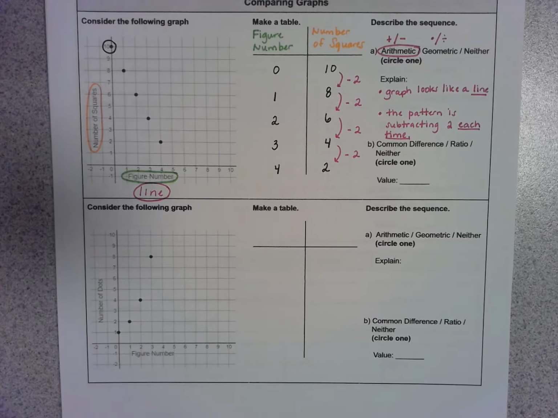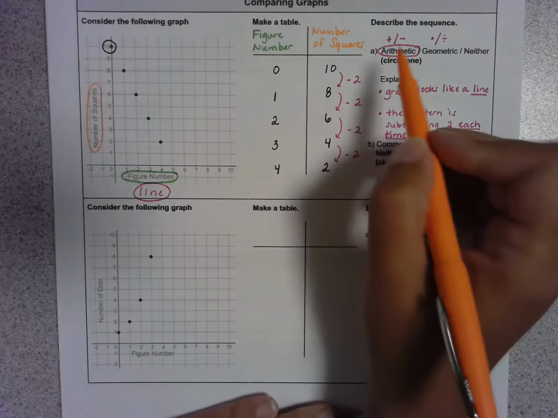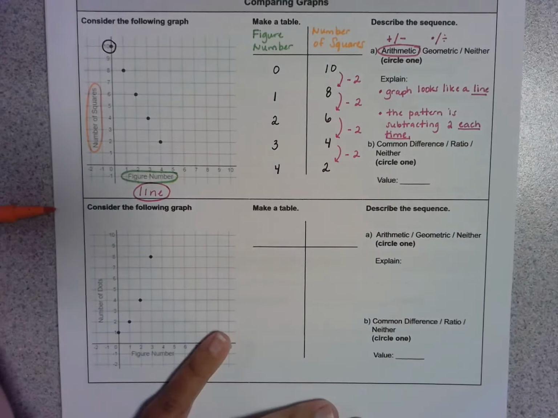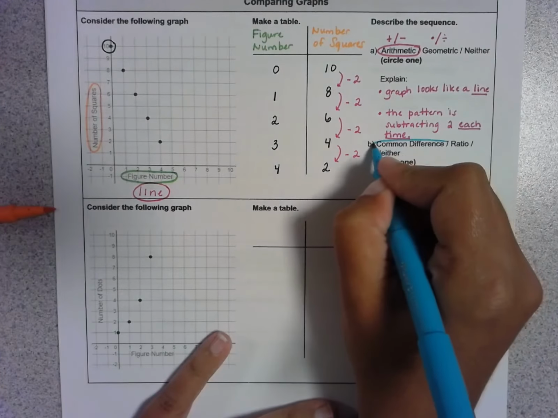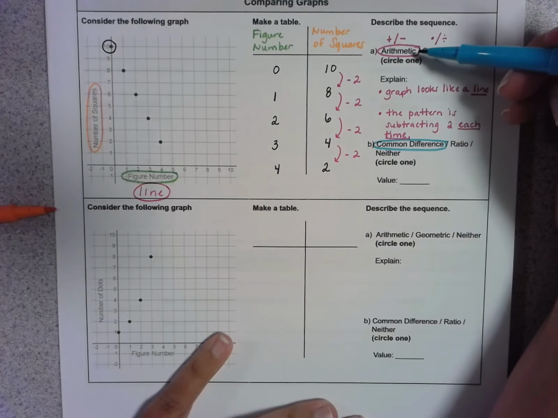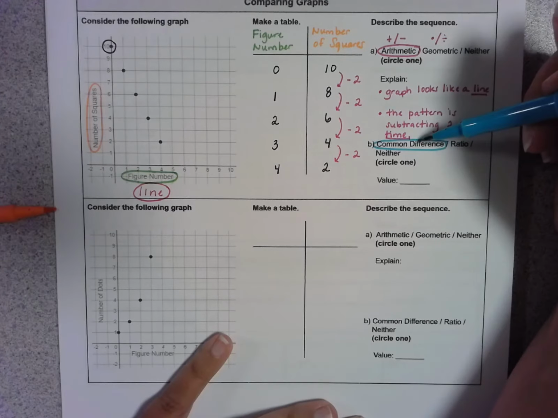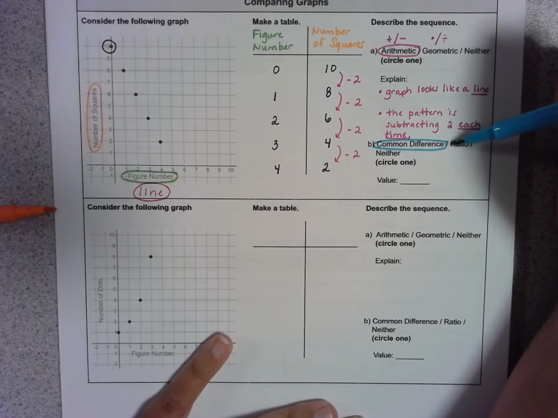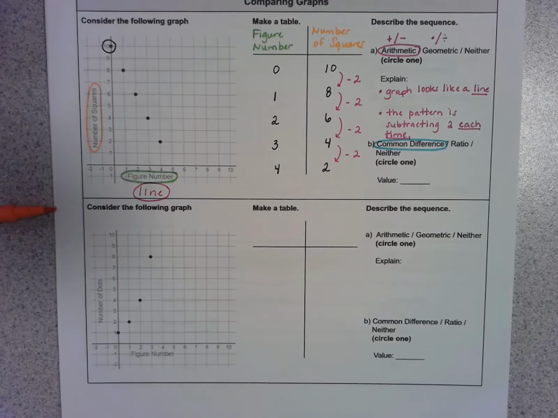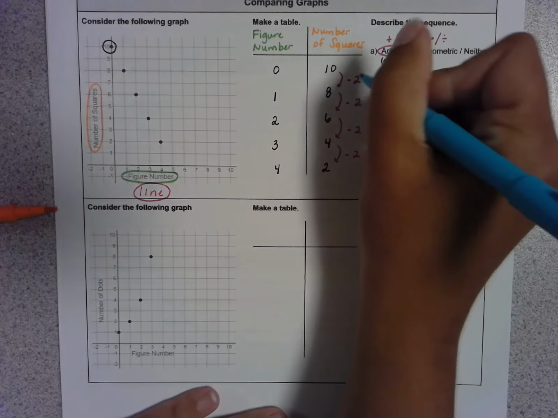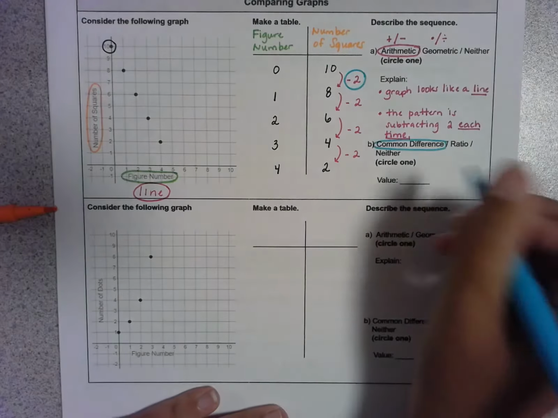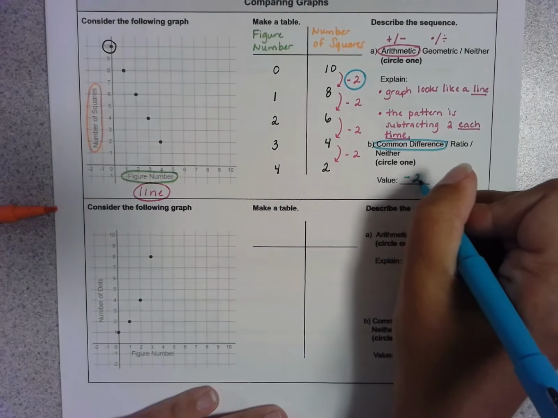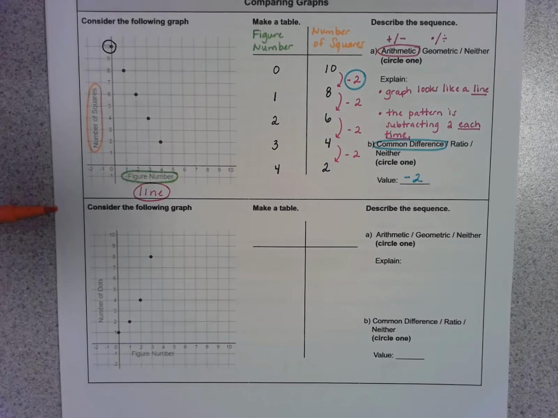We need to be subtracting or adding the same number every time. Now, based on this information, we need to decide if our pattern has a common difference or a common ratio. Whenever your sequence is arithmetic, we are always going to say that we have a common difference. These two things are tied together. Arithmetic and common difference go together. Geometric and common ratio go together. If we have a common difference, then this pattern is the common difference. So we would say that our value is -2 because that's what we're subtracting every time.